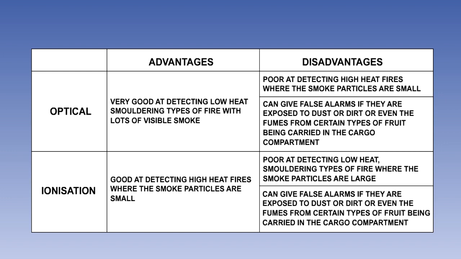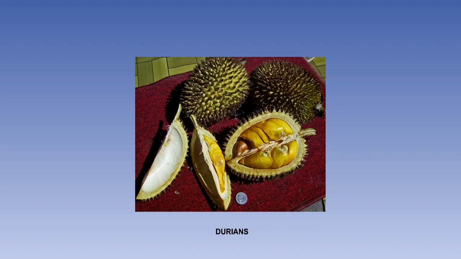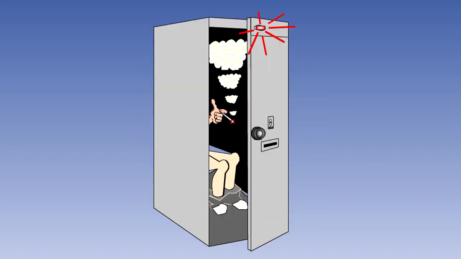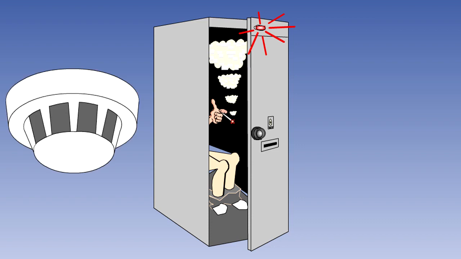Smoke detectors of all types can give false alarms if they are exposed to dust or dirt, or even the fumes from certain types of fruit being carried in the cargo compartment. Durians being a prime example. Ionization smoke detectors are commonly found in domestic units and aircraft toilets. Most aircraft smoke detectors, with the exception of those used in toilets, are of the optical type.